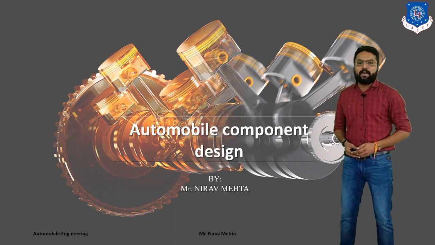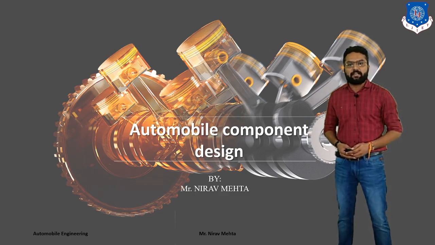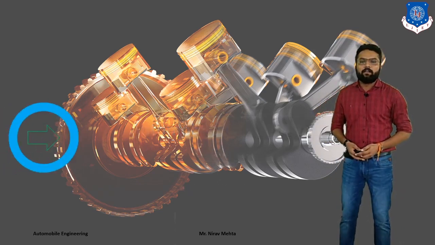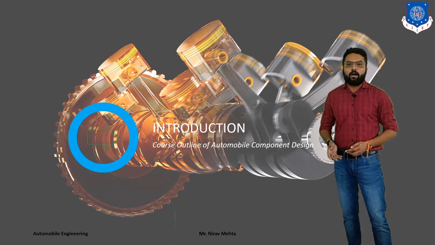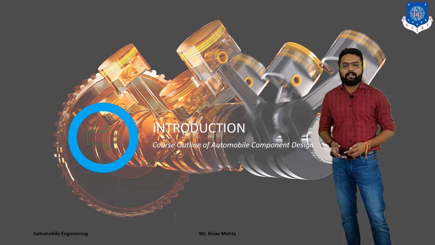So today we are going to discuss different aspects of automobile component design. These subjects mainly deal with not only machine design but also material selection and manufacturing process, and ultimately automobile component design. So let's get into our subject. Today we are going to discuss our course outline as well as the overall features of our course, and the different chapters and their in-depth analysis.